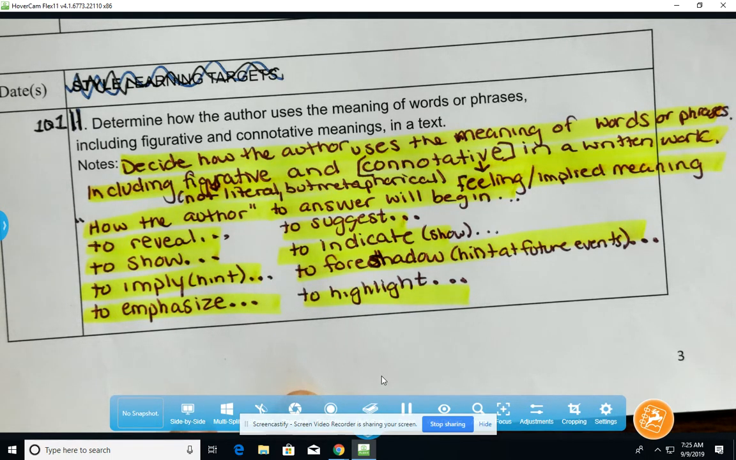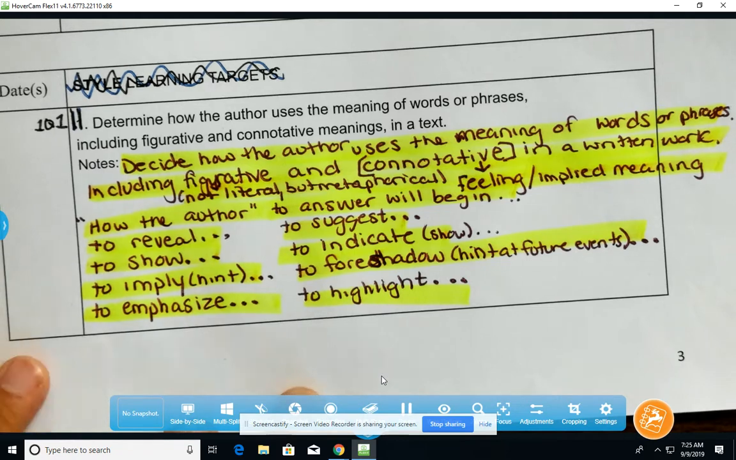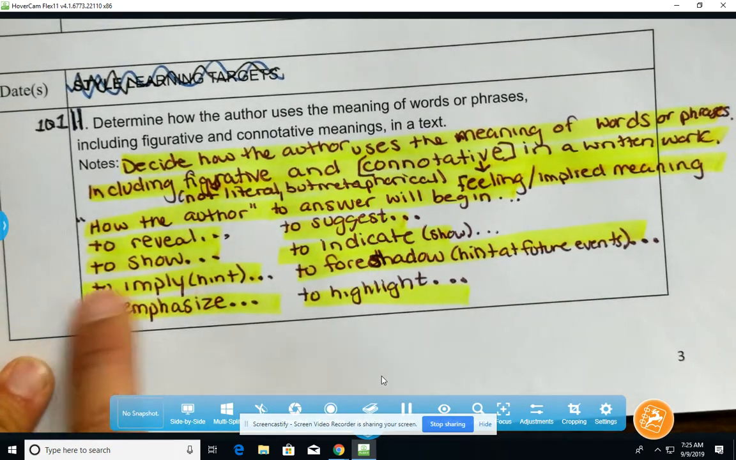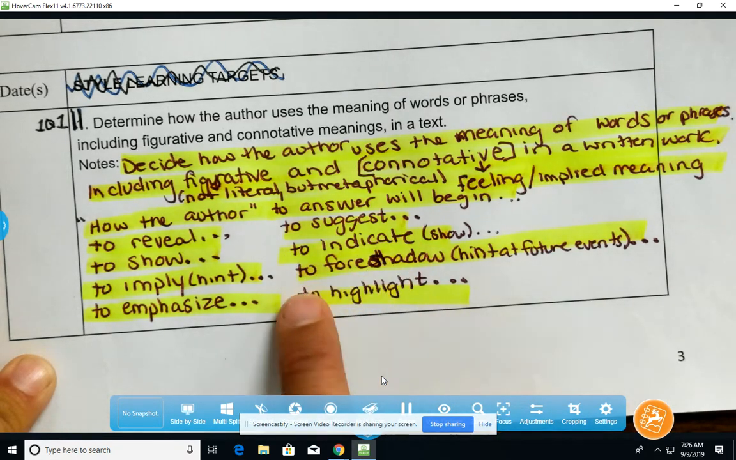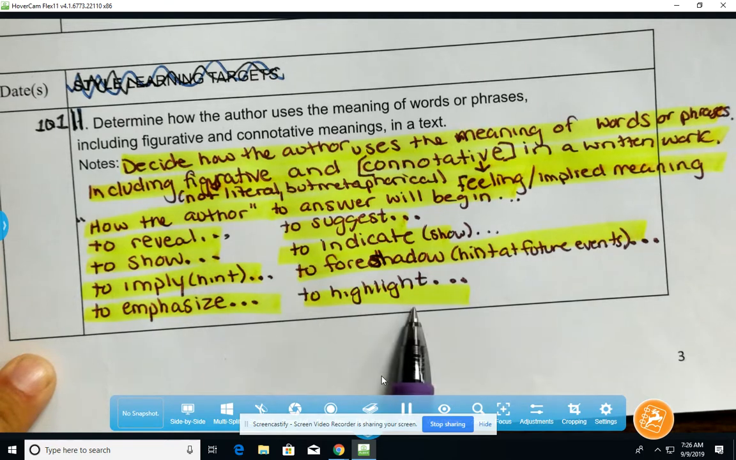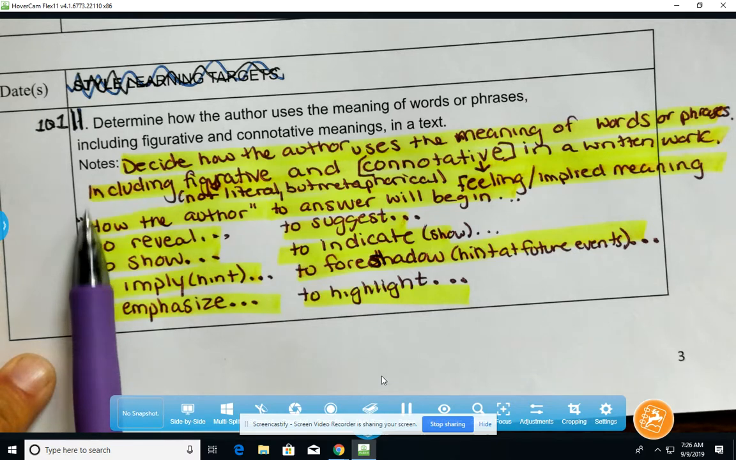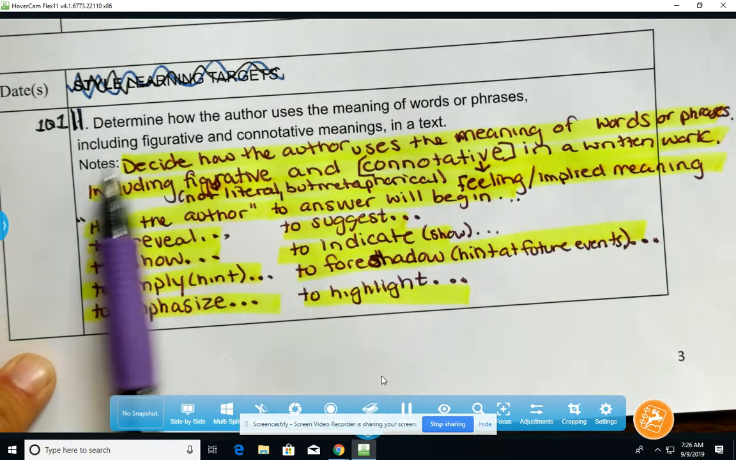A lot of times whenever you have to decide how the author uses the meaning of words in a figurative or connotative way, you're going to see a question begin with how the author, and then the answer should begin like how the author determines the meaning of words. So the author chooses to reveal, or to show, to imply, to emphasize, to suggest, to indicate, to foreshadow, or to highlight. All of these terms are how you want to begin when you're answering the question for how the author uses different word meanings.